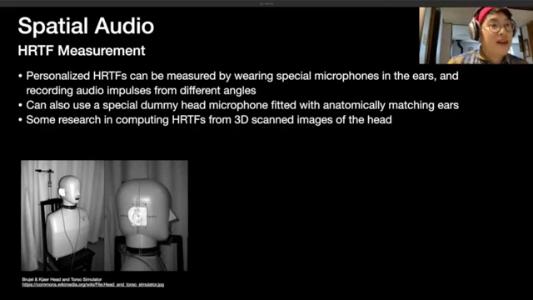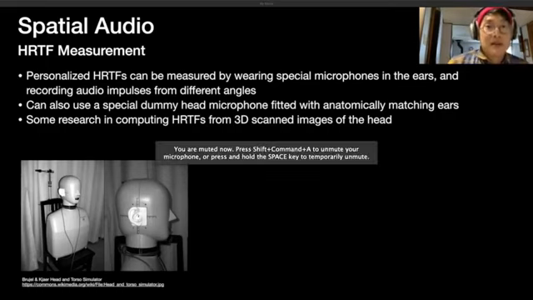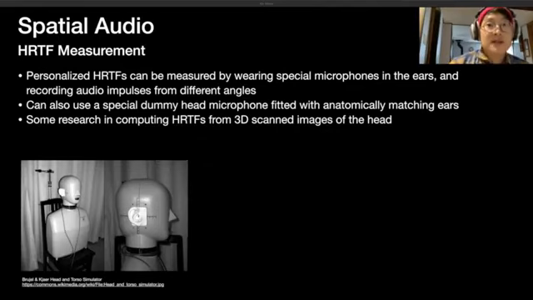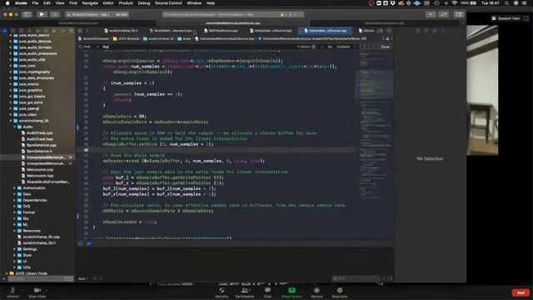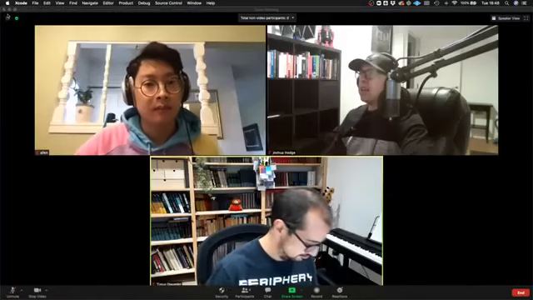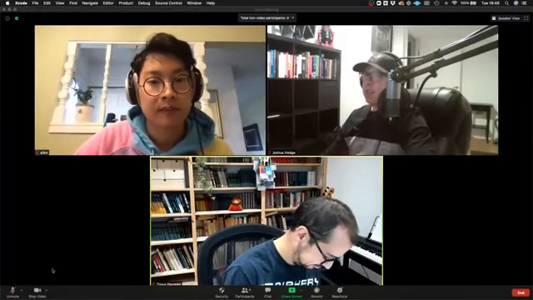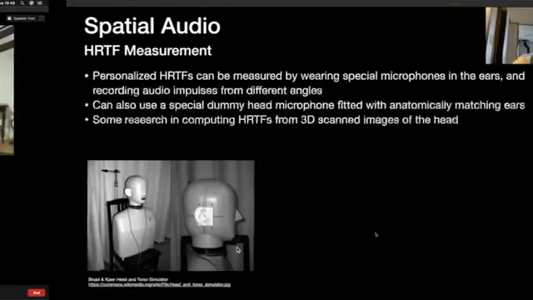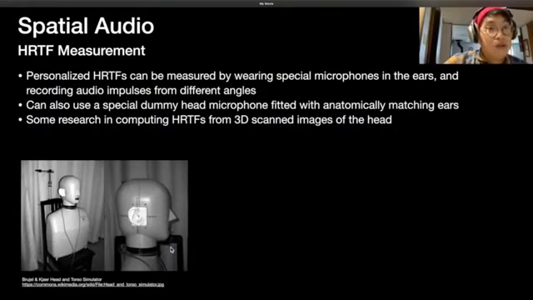Alternatively, you can have an array of speakers, so you wouldn't have to be rotated. Different speakers at different azimuths would emit impulses. There are also special dummy head microphones like the one we see here that are fitted with anatomically correct models of the outer ear, and those can be used instead of a real person. There is some research in computing HRTFs using only 3D scans of the head, but I'm not quite sure how well that works. And if there's anybody out there who does, please let me know, because I would love to know.